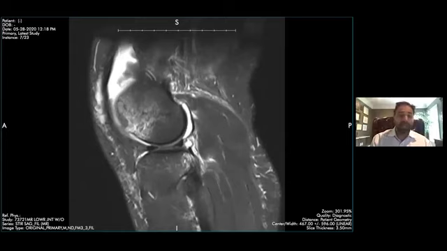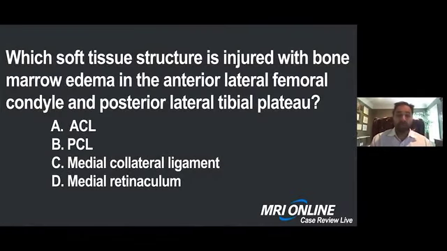So I want to bring Ashley in here to ask question number 4. Based on this, what soft tissue structure is injured in this patient that has bone marrow edema in both the anterior lateral femoral condyle and the posterior lateral tibial plateau? Is it the ACL, the PCL, the medial collateral ligament, or the medial retinaculum? Which soft tissue structure is injured based on the marrow edema findings that you're seeing here?